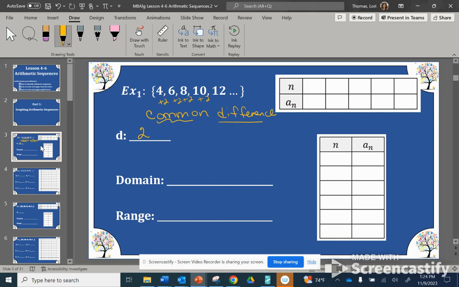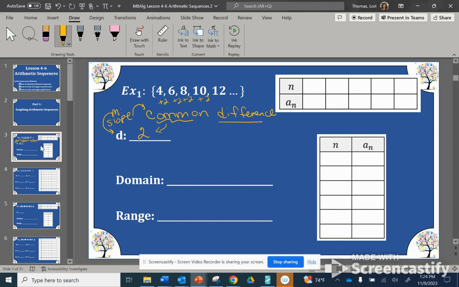So instead of slope, we call it the common difference. And instead of m for slope, we use the variable d for common difference. So our word slope is going to become common difference, and the variable we're going to use instead of m becomes a d.